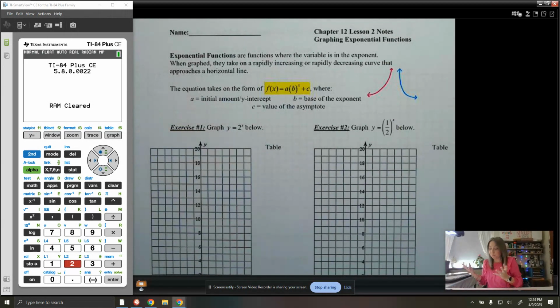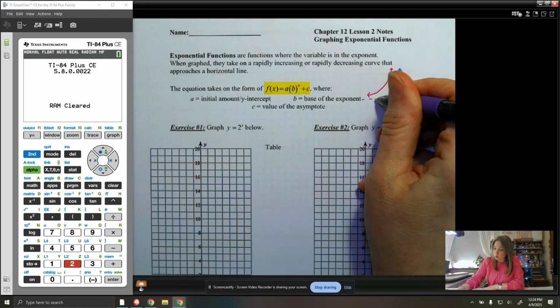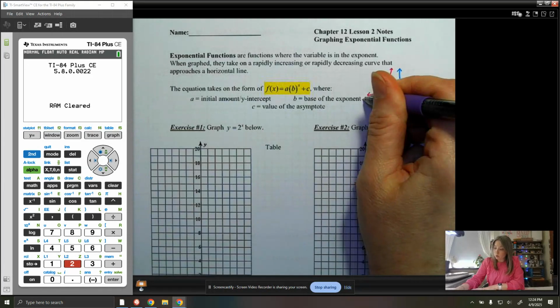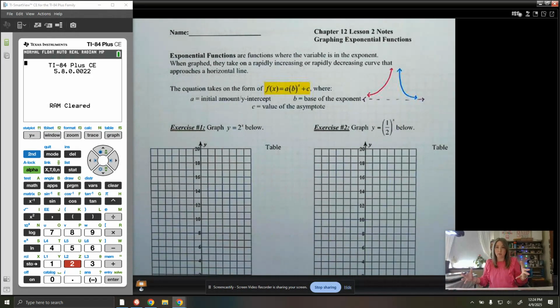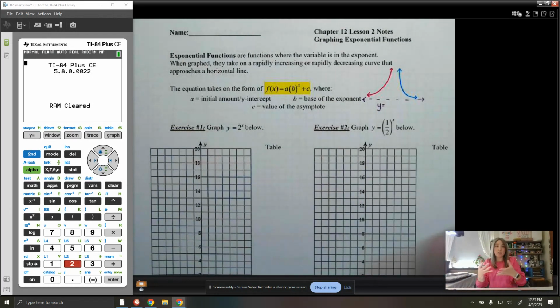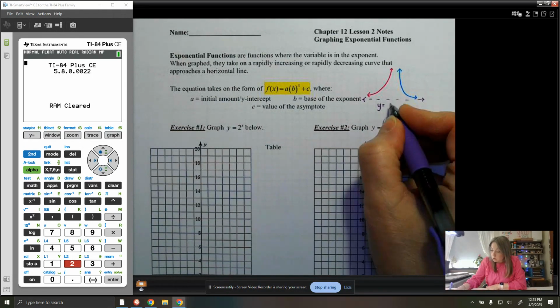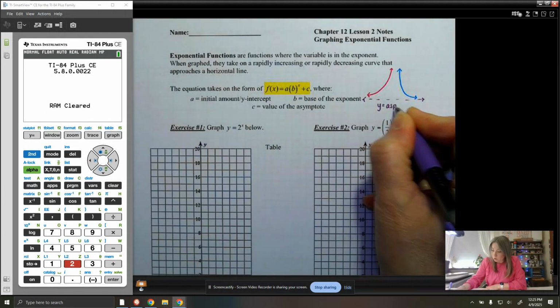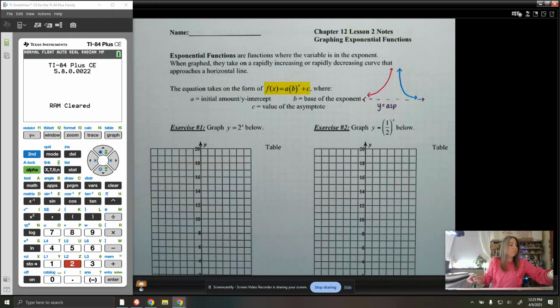lie on the graph. Because as we know, these are rapid increases and rapid decreases towards or away from some invisible barrier that we cannot touch or cross. That would be that asymptote that we are trying so hard to get to but can't. And asymptotes are always horizontal with our exponential functions, so they'll always be in y equals for our asymptote. Oops. We'll do ASY, not ASP.